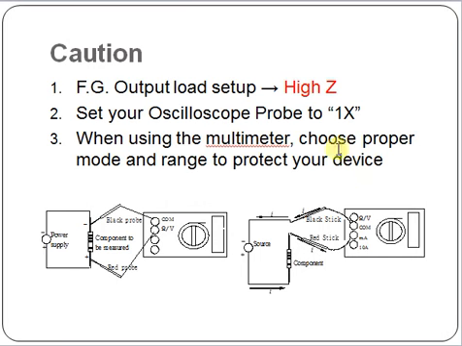Before I get into the details of the experiments, I'd like to remind everyone of several important notes. In this experiment, the function generator output load setup should be set to high Z. And set your oscilloscope probe to 1x. Think and estimate before you use your multimeter. Use a proper measurement mode and range, which will get you better results and protect your device.